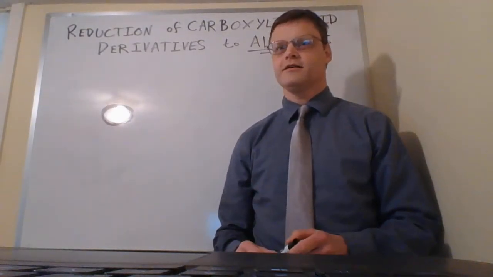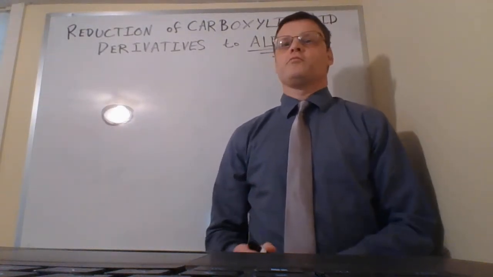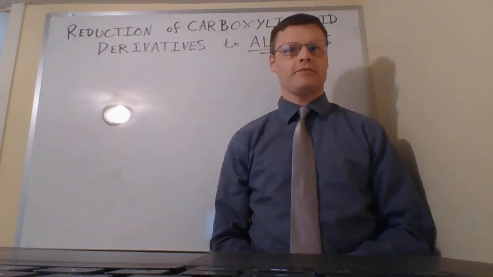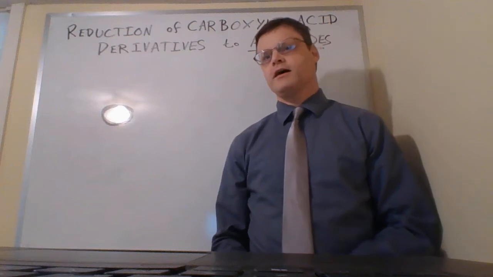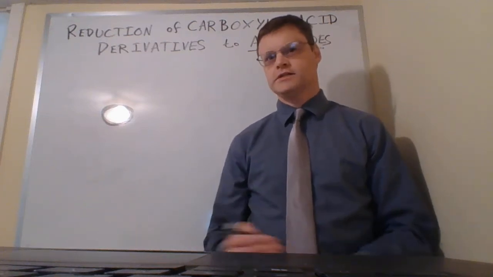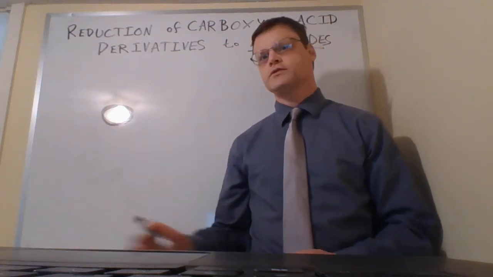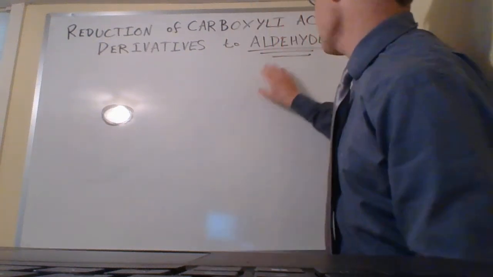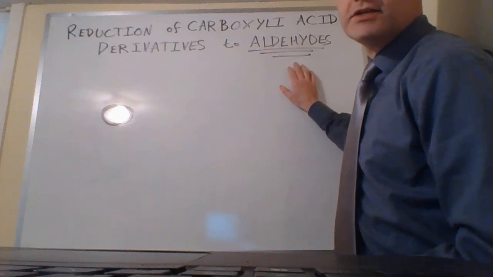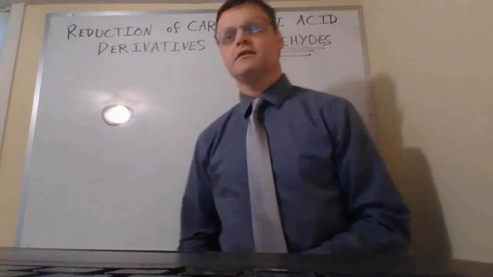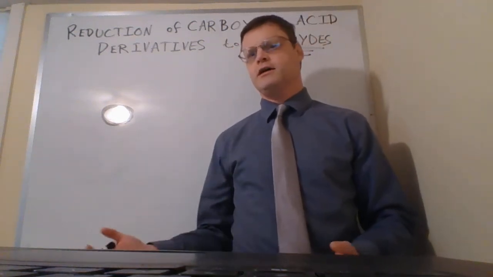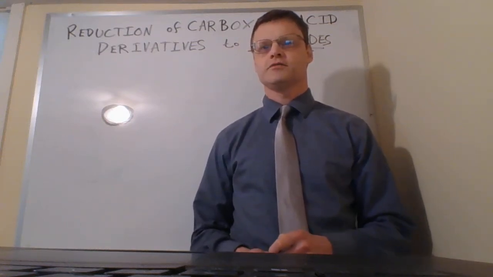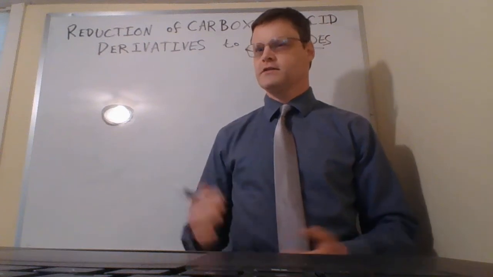Hello again. In our previous video, we looked at the reduction of carboxylic acid derivatives to make primary alcohols. Now, we may have some synthetic reasons for not wanting to reduce all the way to a primary alcohol. We might want to stop at the aldehyde oxidation state. And so we're going to look at the use of two reagents and two methods of getting to aldehydes from carboxylic acid derivatives. And so let's look at these reagents first.